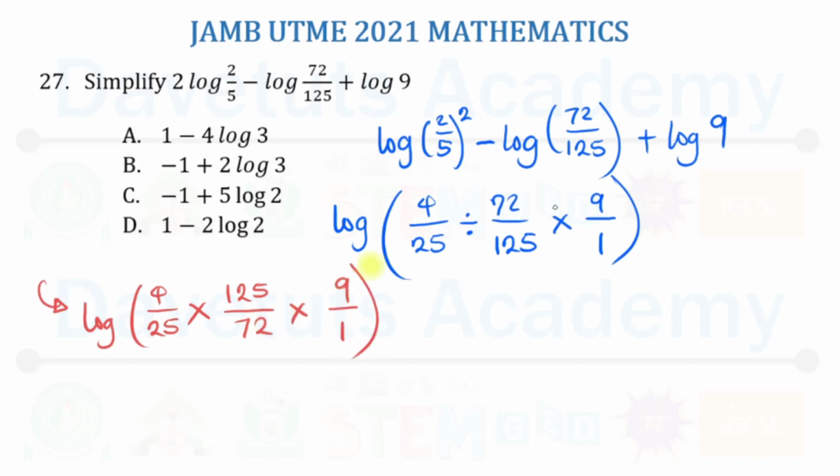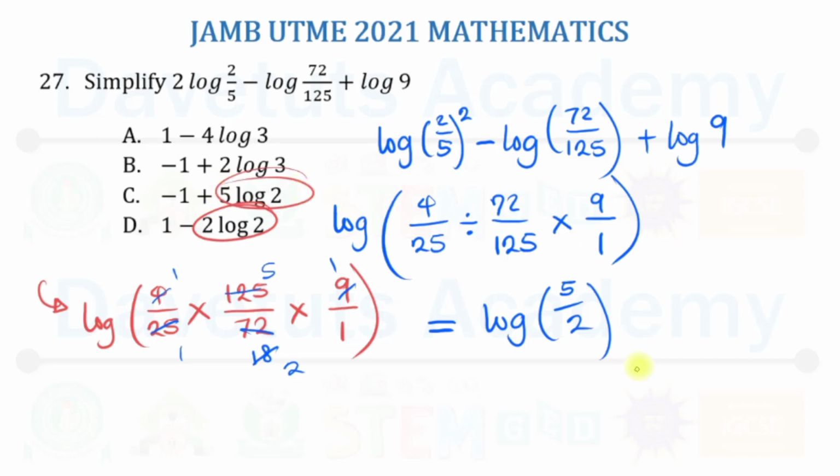So let me try and cut this now. 25 here 1, 25 here 5, 4 here 1, 4 in 72, 18. Okay, 9 here 1, 9 in 18, 2. So I have this to be nothing but, wow, this is interesting, log of 5/2. But looking at the options that I have here, we have log 2 here, we have log 2 here. So that's an indication of what we are looking for.